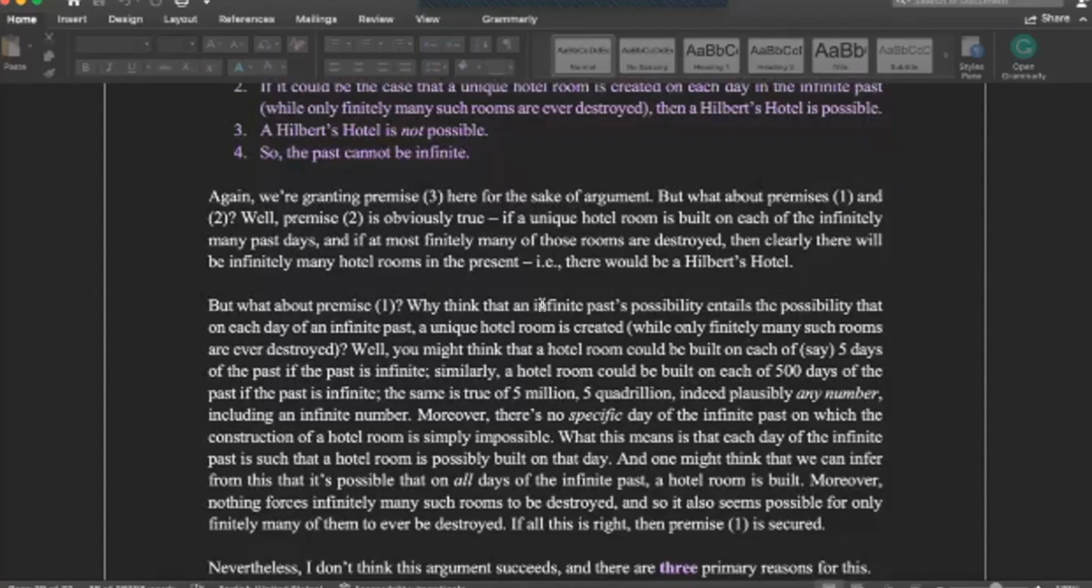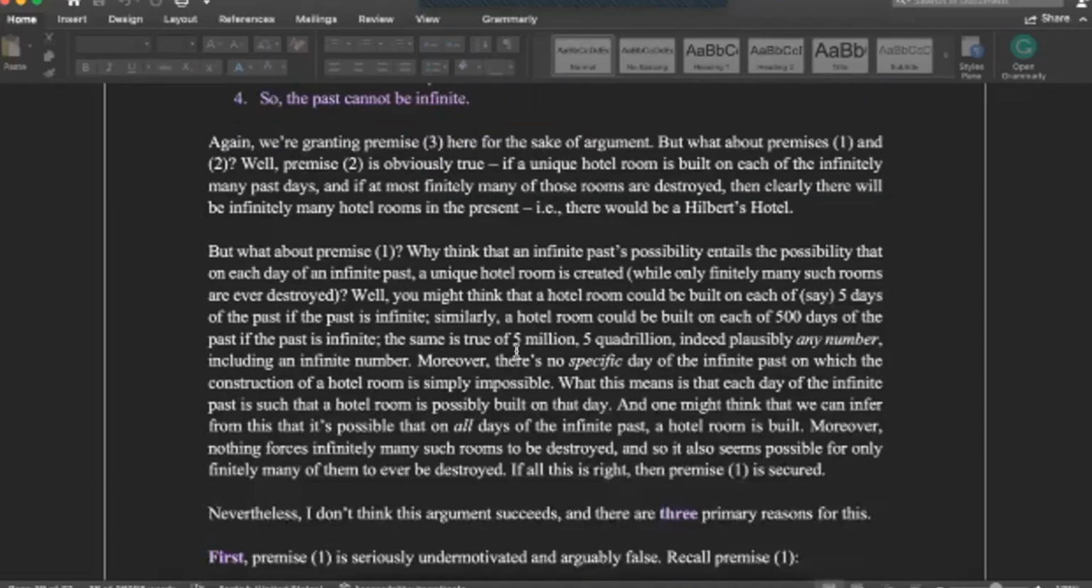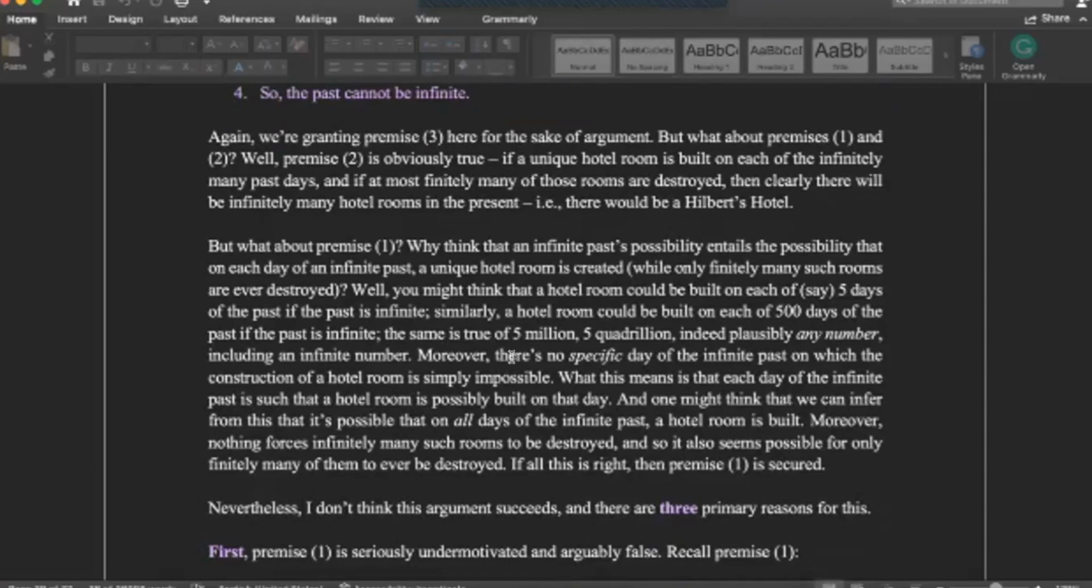Moreover, there's no specific day of the infinite past on which the construction of a hotel is simply impossible. And what this means is that each day of the infinite past is such that a hotel room is possibly built on that day. And one might think that we can infer from this that it's possible that on all days of the infinite past, a hotel room is built. Moreover, nothing forces infinitely many such rooms to be destroyed, and so it also seems possible for only finitely many of them to have ever been destroyed. If all this is right, then premise 1 is secured. Nevertheless, I don't think this argument succeeds, and there are 3 primary reasons for this.